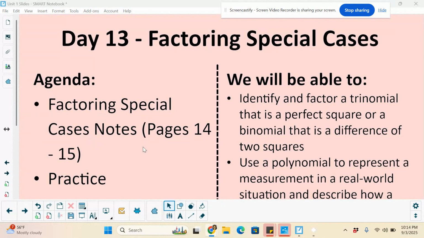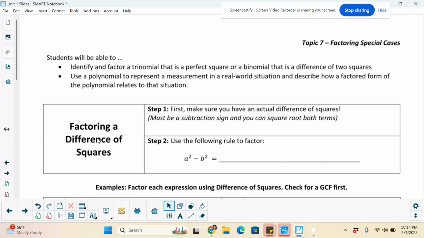So please open up your packets to page 14. Pause if you need to. And let's get started on our notes. All right.